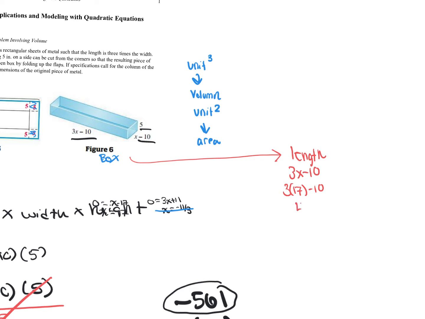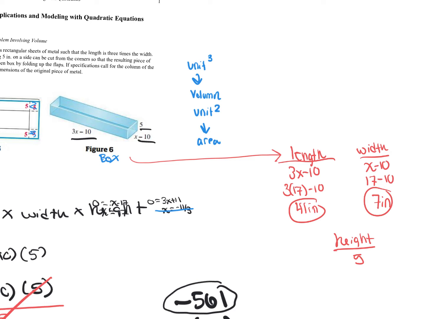That should get you 41 inches for the length. The width we called x minus 10. X was 17 minus 10, so I get 7 inches for the width. And the height had no variable in it. The height is just 5. So there's my answers, 5 inches. Let's try another problem.